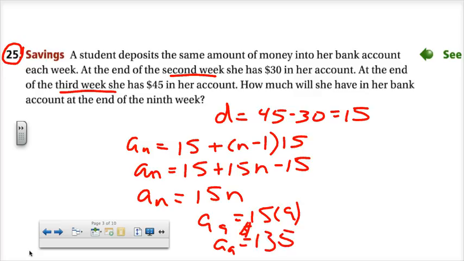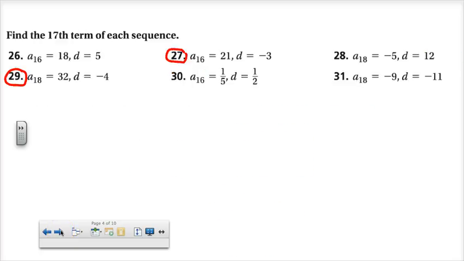Which will be $135. So again, it always helps to have that explicit formula so you can find whatever it is they ask you for. Then this one sometimes confuses people because it says find the 17th term of each sequence. So people will go about writing the rule and doing all of that. And you're really overthinking because you didn't pay attention to the fact that they gave you the 16th term and they gave you the common difference.